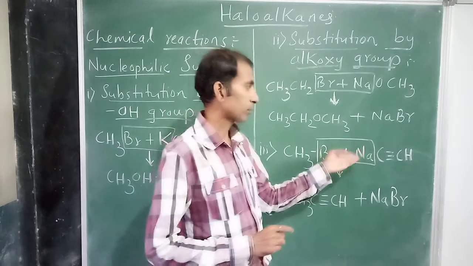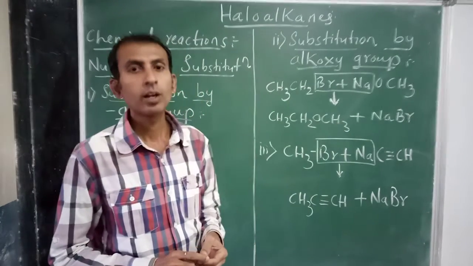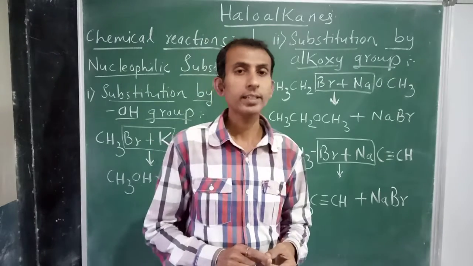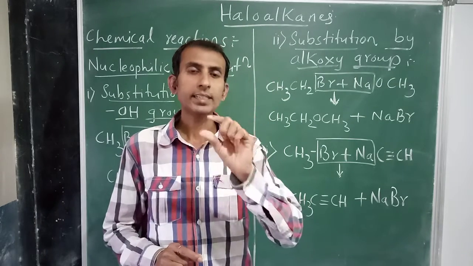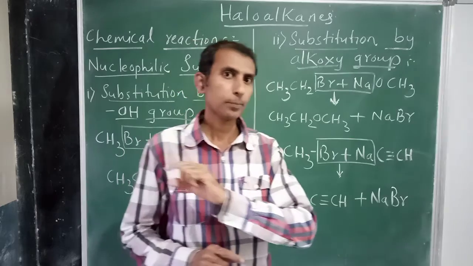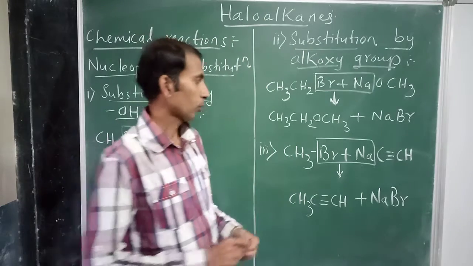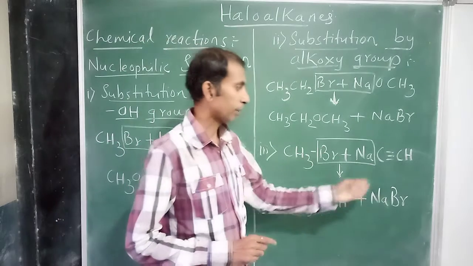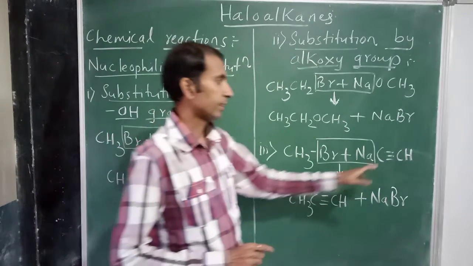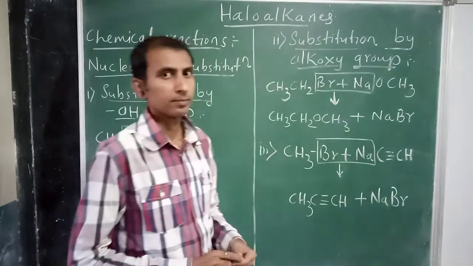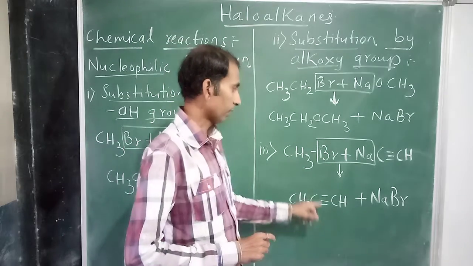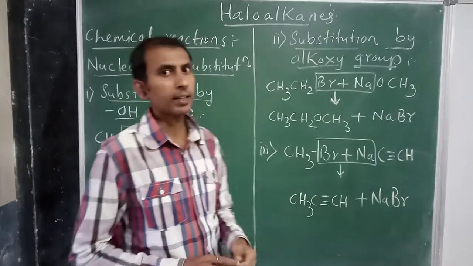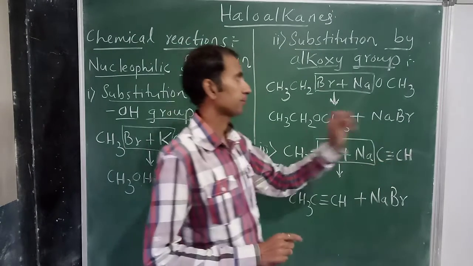But that H is replaced by sodium. That's why it is also called sodium acetylide. So these two reactants will react. Here also NaBr is lost, and this is the negative part here. C triple bond CH will get attached to CH3. Br is substituted by this nucleophile.